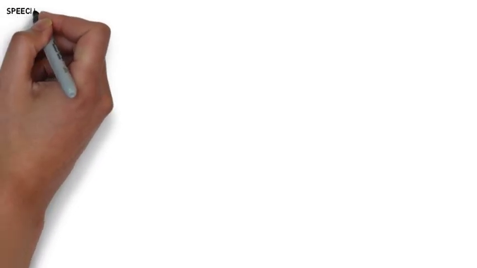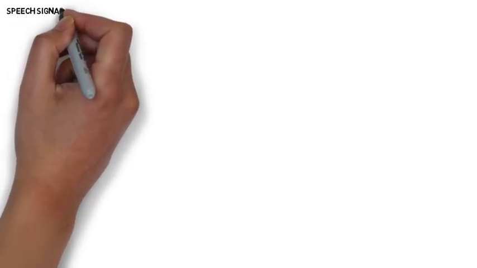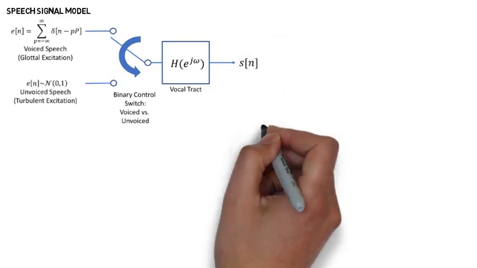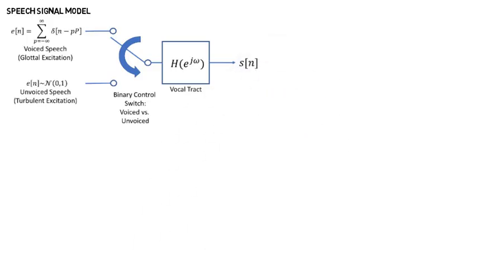So from a signal processing point of view, the model looks something like this. We basically have two different ways of exciting the vocal tract. Either we periodically clap the vocal folds together, producing a spike once every capital P samples, or we blow air through a constriction somewhere in the vocal tract, generating white noise, basically, turbulence.